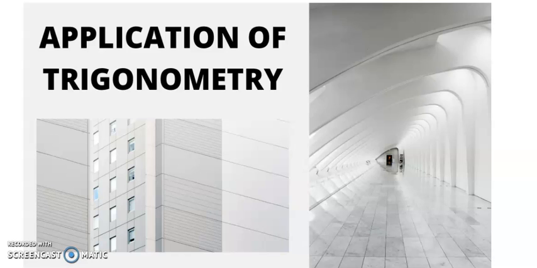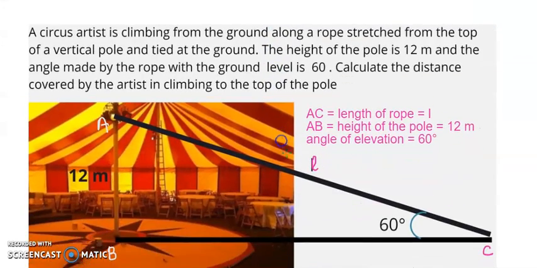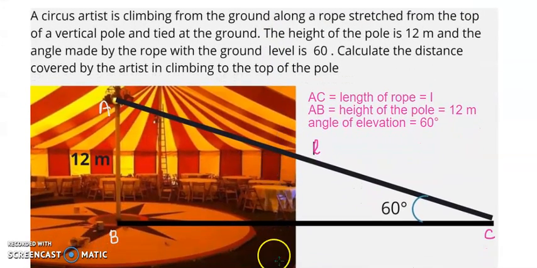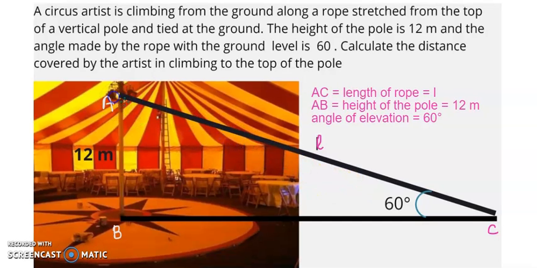Hello everyone, in continuation with the previous video of application of trigonometry, angle of elevation based questions, we are going to look into various different types. So first question, they're saying that there is a circus artist who is climbing from the ground along a rope. Okay, so the artist is going to climb along this rope. This rope is tied to a pole, which is a 12-meter high pole, and the angle of elevation that the rope is making with the ground is 60 degrees.